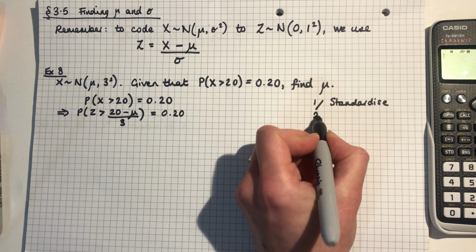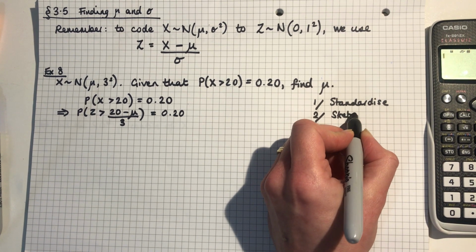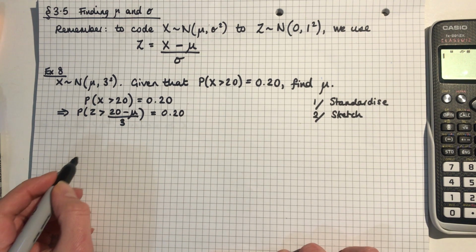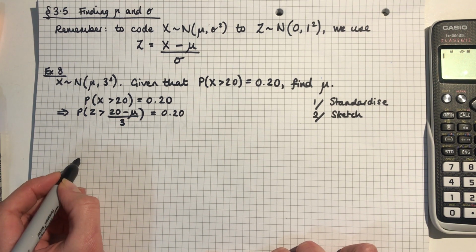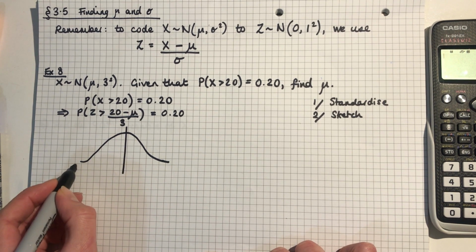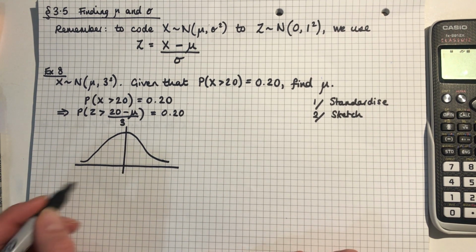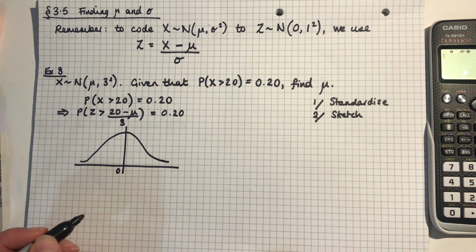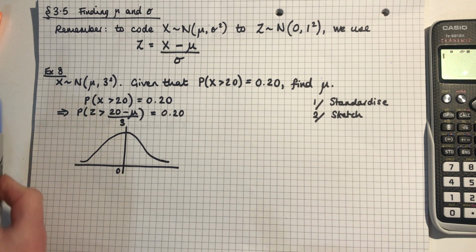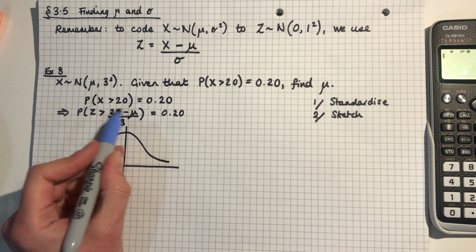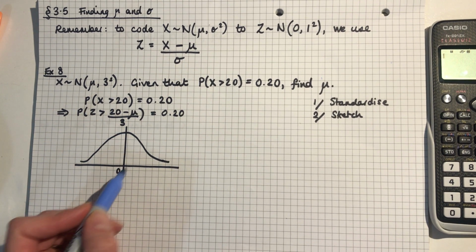The next thing you're going to do is sketch this standard normal distribution and mark on what we're dealing with. So step 2, let's do our sketch. We know that the standard normal distribution has a mean of 0 and a standard deviation of 1. And what we know is that the probability that z is bigger than some value, but then 20 minus this unknown original mean over 3 is 0.2.